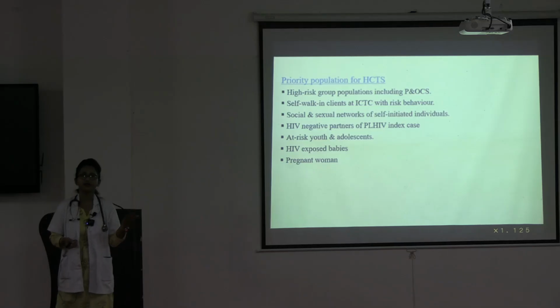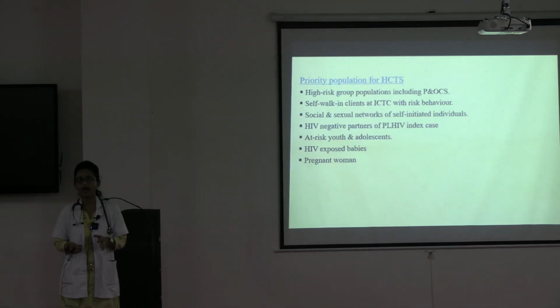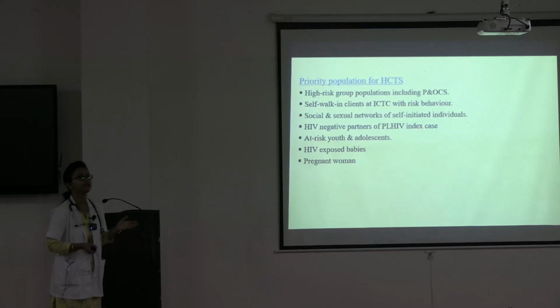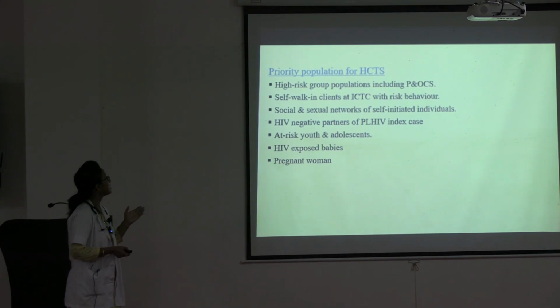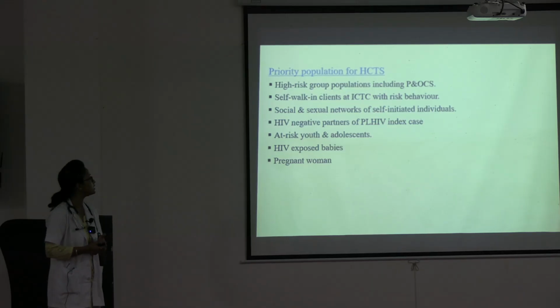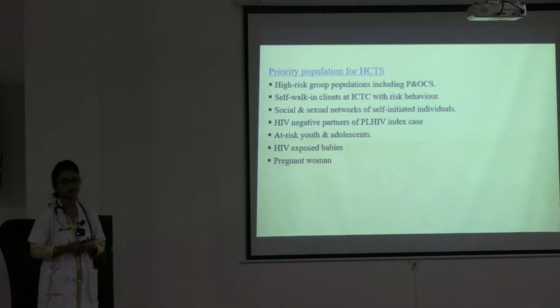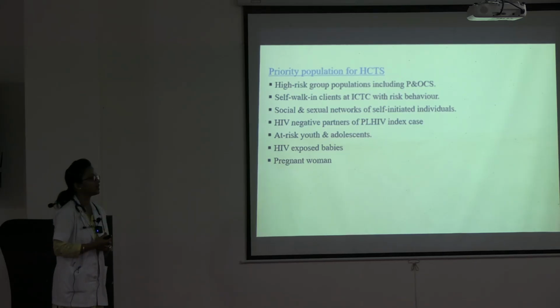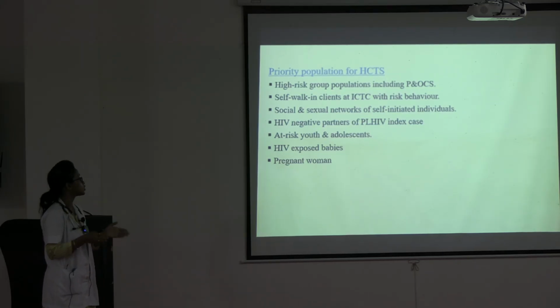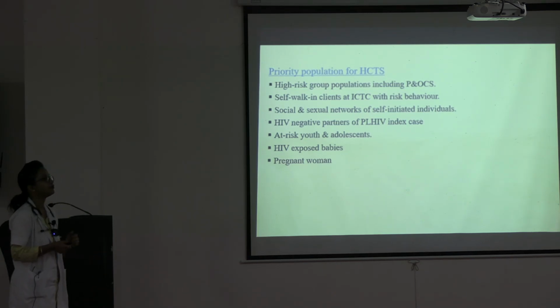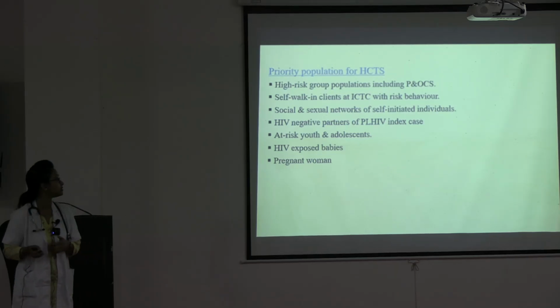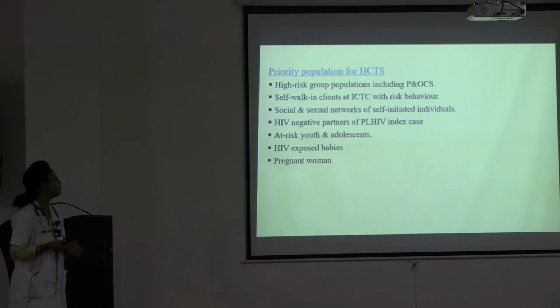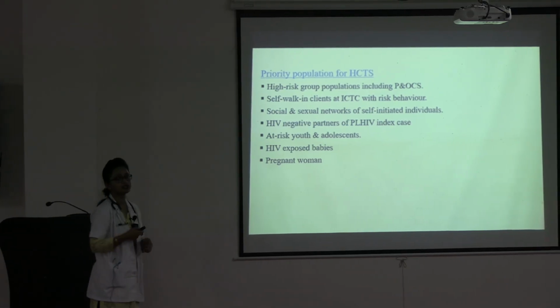So, ma'am has already described to you whom should you test and whom should we treat. These are the priority populations that are included under the HIV counseling and testing strategy. These are mostly high risk group populations including prison and other closed settings. Then the self-working clients with risk behavior, then social and sexual networks of self-initiated individuals, HIV negative partners of the people living with HIV index case, then at risk youth and adolescents, then HIV exposed babies and the pregnant women. So these are the priority populations under this strategy.